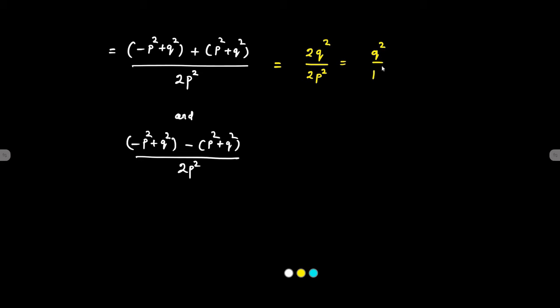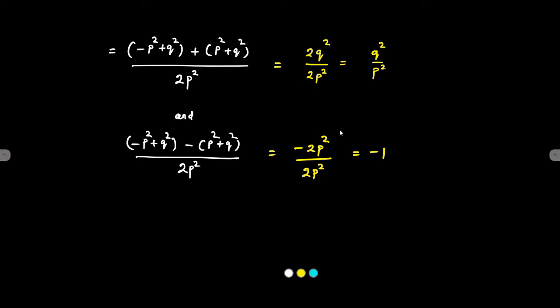2 will get cancelled, so we have q square by p square. And for the second one, minus p square will be minus 2p, and q square minus q square will get cancelled. So here minus p square will be minus 2p square by plus 2p square, which is equal to minus 1.